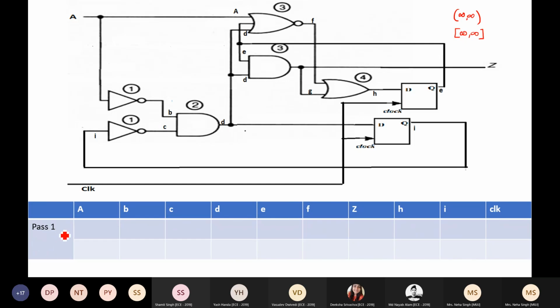First pass means सबसे पहले मैं controllability निकालूंगी. I'll move from primary input towards primary output. Then I'll calculate the observability. I'll move from primary output to primary input. Let us talk about controllability today. So in the first pass, I begin with the primary inputs. सबका मैंने initialize किया infinity, but now I work with the primary input A. Primary input A का initial क्या होगा? Controllability, what do we assign? 1 1.